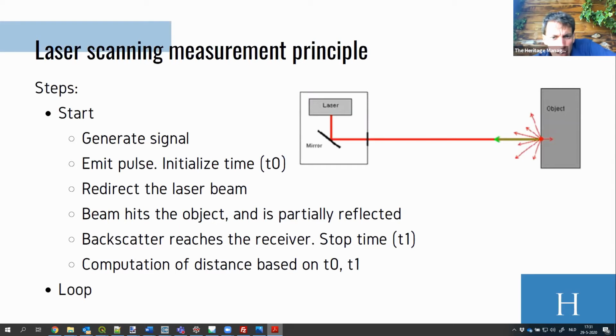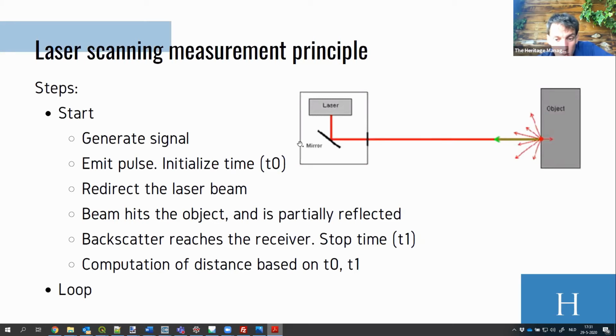The general idea about a time-of-flight scanner, like I said, we have a laser. The laser emits a certain signal, a signal that is spatially coherent. And from the moment that we emit our signal, we have an initiation of our timer, T0, initialized time. Then the signal goes with the speed of light to our object. We have a Lambertian reflection, and we have the echo of that signal that is again detected by the laser scanner.